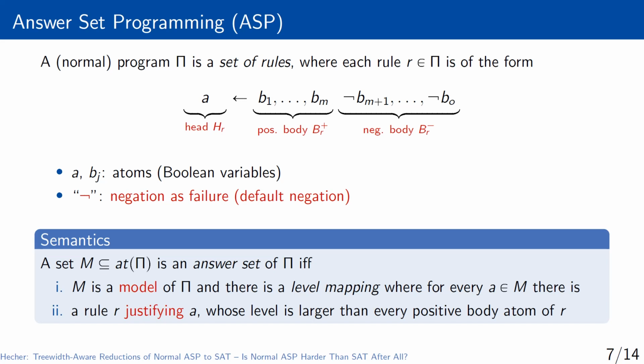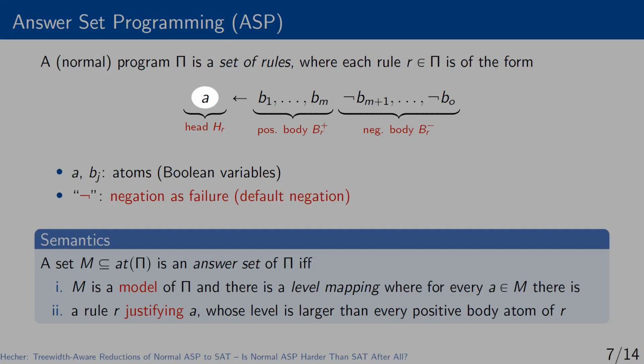Intuitively, an atom A is justified if there is a rule with the atom in the head requiring to put this atom to the set M, such that all the positive body atoms have a smaller level than the level of A.